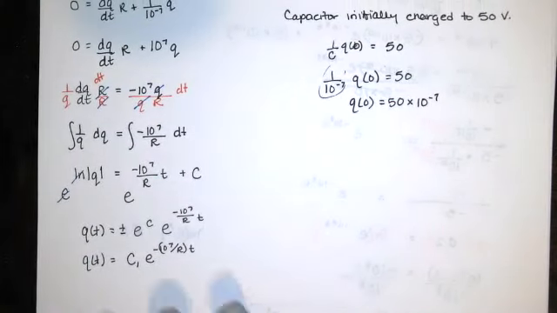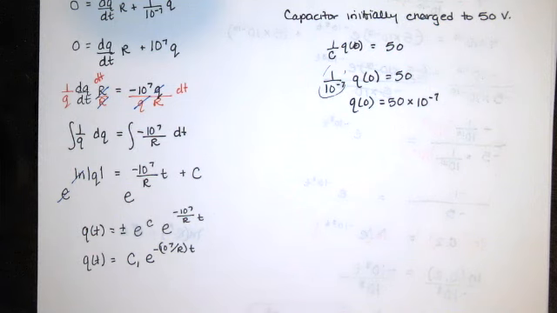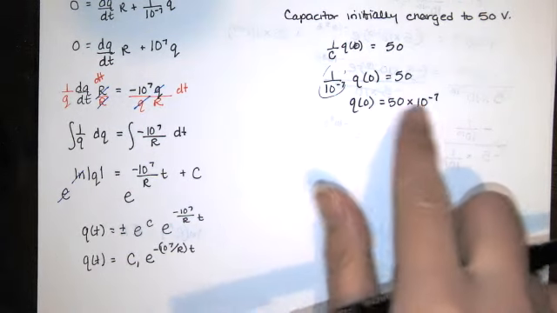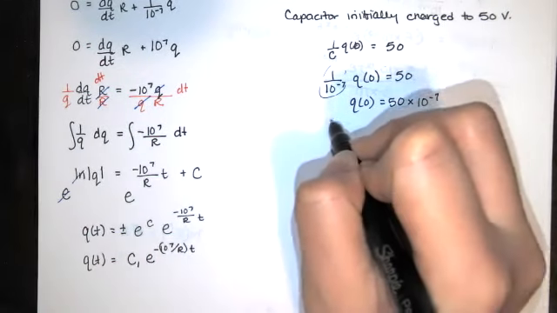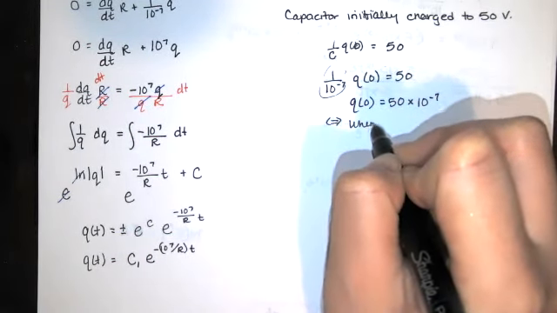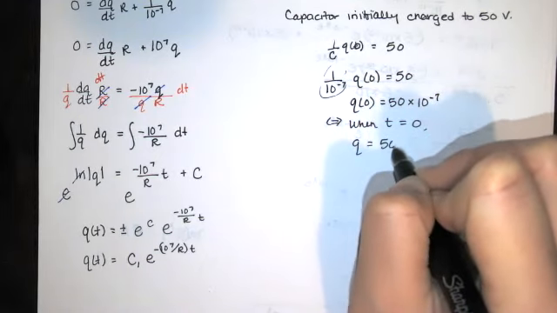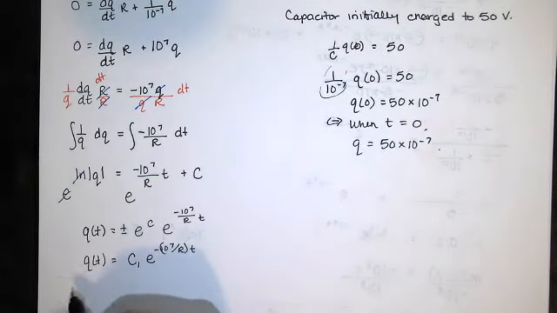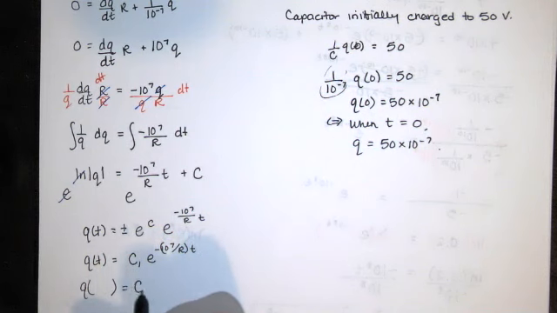Okay, that is the charge on the capacitor at time t, given our situation, but it does not take into account that this was the initial charge on the capacitor. So we can use this to find the value of C1. We know that when t equals 0, the charge on the capacitor is 50 times 10 to the negative 7. And we will use that here to solve for C1.